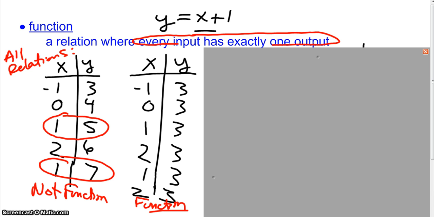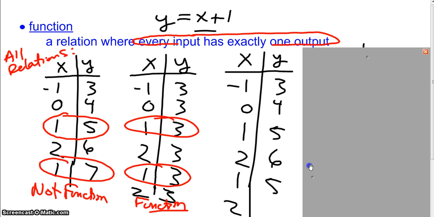Isn't that a strange function? But look, I plugged in 1 and I got out 3. I plugged in 1 and I got out 3. It's doing what it said it would do. It didn't conflict with what was there before, right? It was not contradictory.